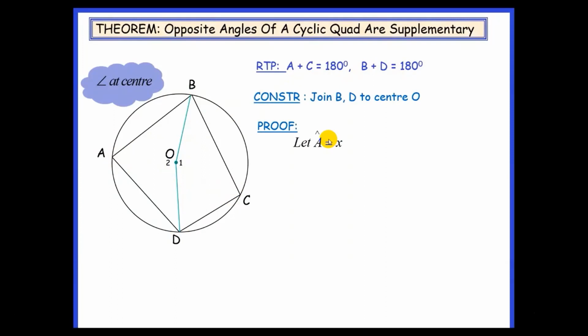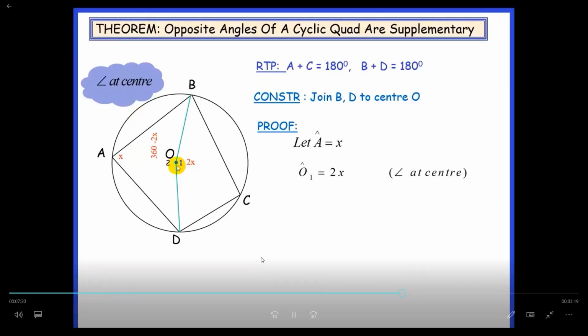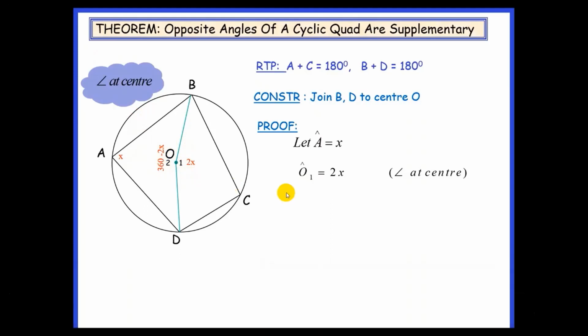Now we're going to let angle A be x. And if angle A is x, we can conclude that O1 is 2x. So if A is x, O1 is 2x, and the reason is angle at the center is twice the angle at the circumference. Now if O1 is equal to 2x, we now can conclude that O2 is equal to 360 minus 2x. Remember, this is a revolution or angles at a point.